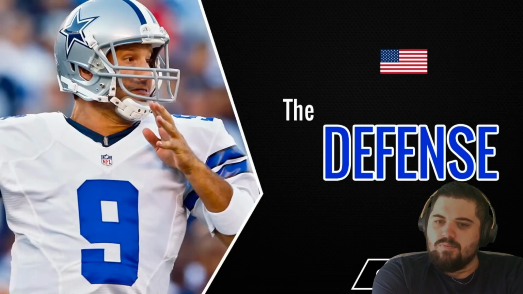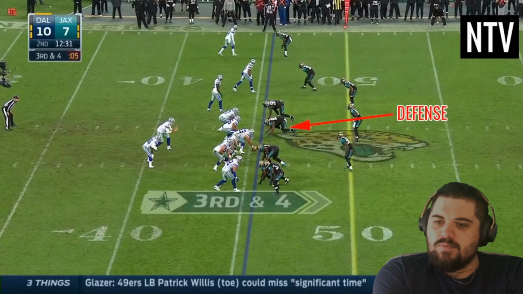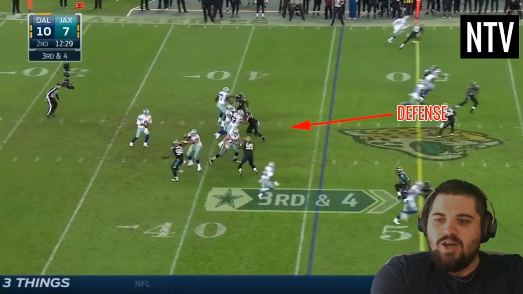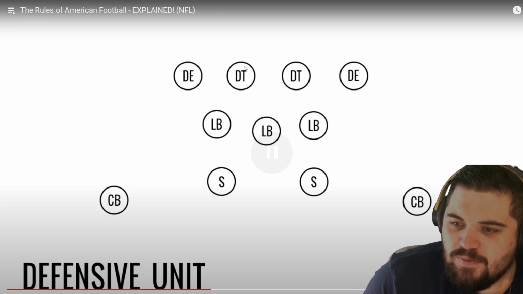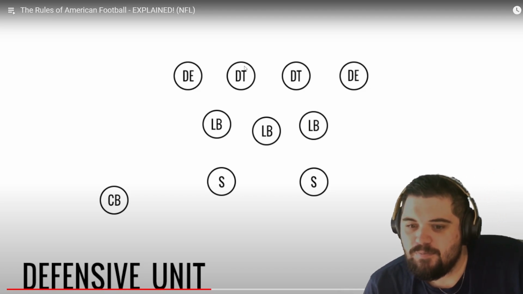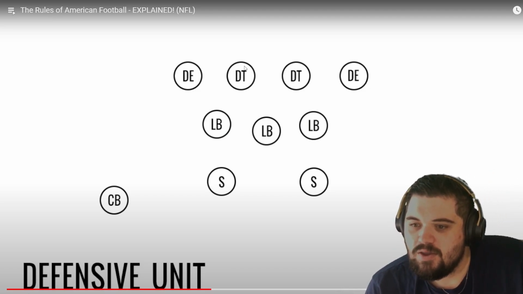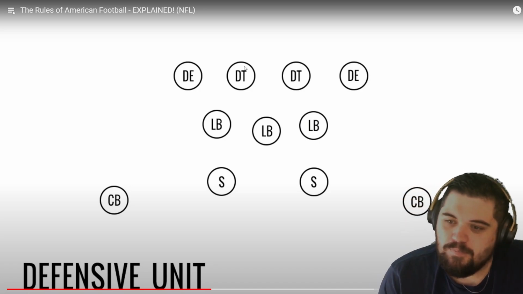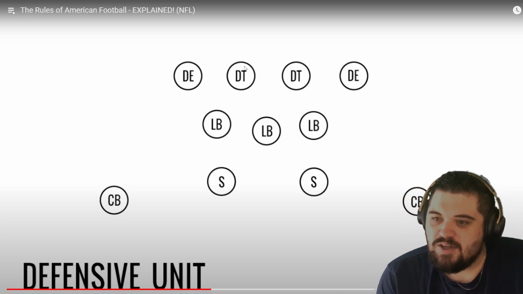The defense. These players will usually come on the field when the other team has the ball. The defensive unit consists of... Okay. 4, 5, 6. This is 11 again.